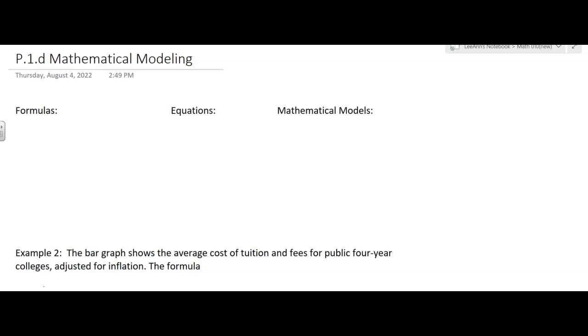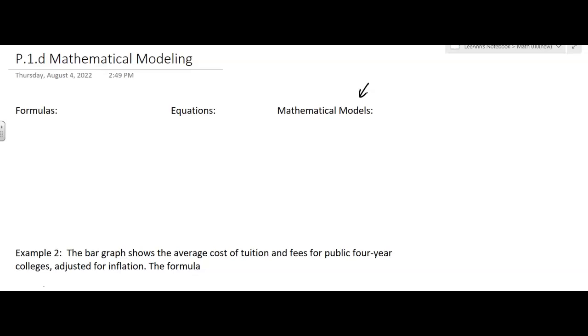So now we're going to talk about formulas and equations and mathematical models. Mathematical models are when we're trying to model events in the world by creating a formula for it, okay? So there's different types of models. We're going to be looking at one here in a minute. Sometimes they're going to give them to us. Usually they're going to give them to us.